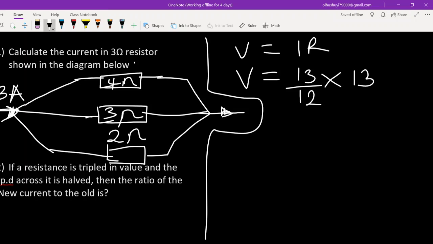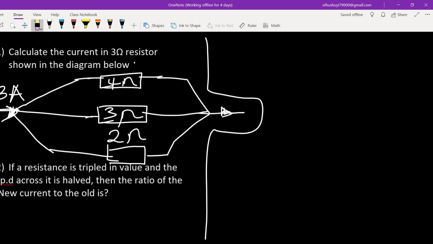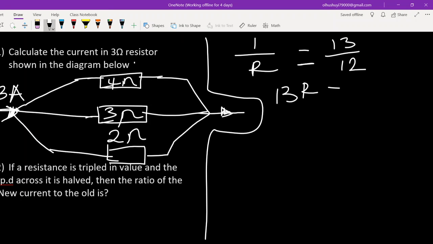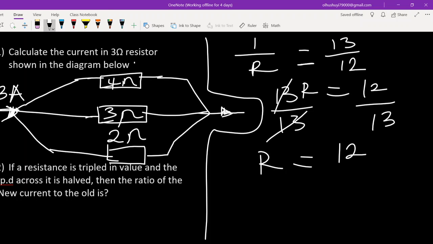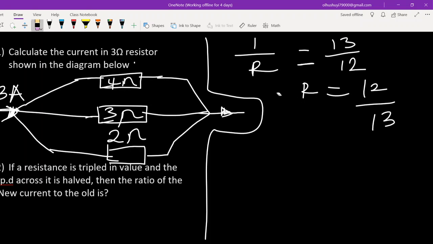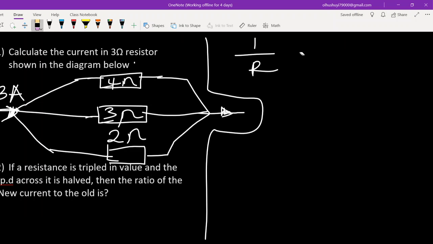But do you know we've not found our resistance yet? So don't make that mistake, please. We have 1 upon R equal to 13 upon 12. If you do your cross multiplication, you're going to have 13R equals 12. Dividing both sides by 13, this implies that your resistance will be 12 upon 13. This is the right value. What we got initially was still in the inverse form. So we have it to be 12 upon 13 ohms.